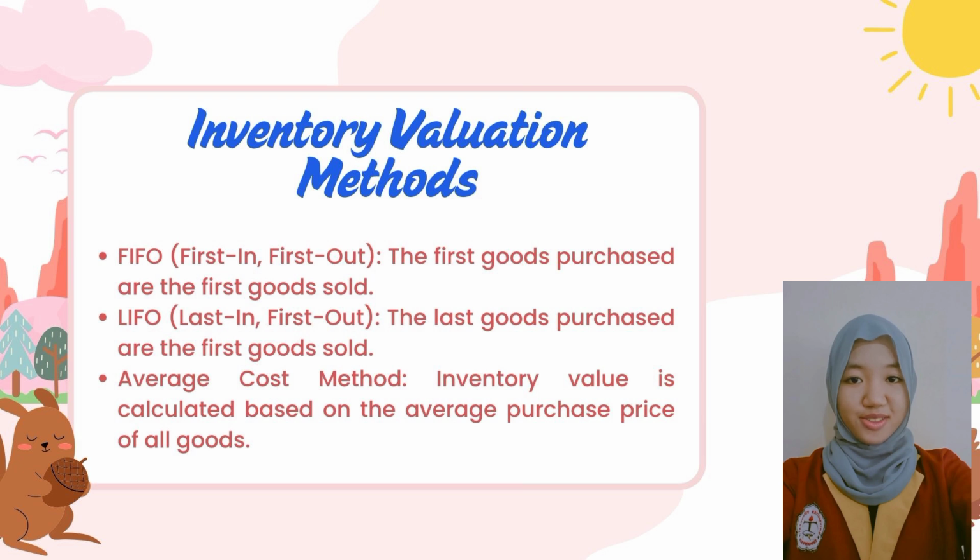Inventory valuation methods. 1. FIFO, first in, first out. The first goods purchased are the first goods sold. 2. LIFO, last in, first out. The last goods purchased are the first goods sold. 3. Average cost method. Inventory value is calculated based on the average purchase price of all goods.